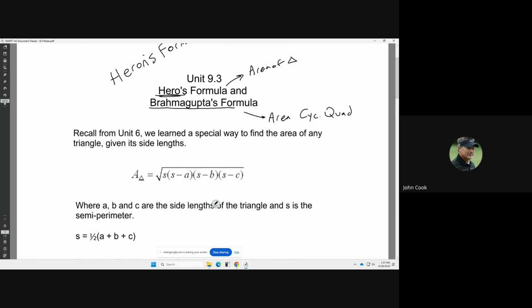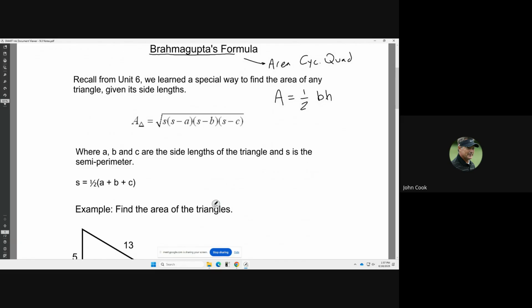Recall from Unit 6, we learned how to find the area of a bunch of triangles. One way that we found it was the area of a triangle is 1/2 the base times the height. So that's the main way that you learn how to do it. That's one way to find the area of a triangle. There's actually going to be, I think, 3 total ways. So this is another way to find the area of a triangle if you have all 3 sides.